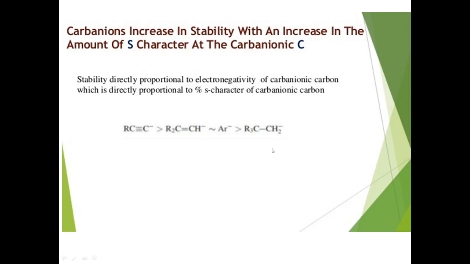So, as we go from the single bond to the triple bond, what is happening? The s character increases and hence the stability of the carbon anion also increases.